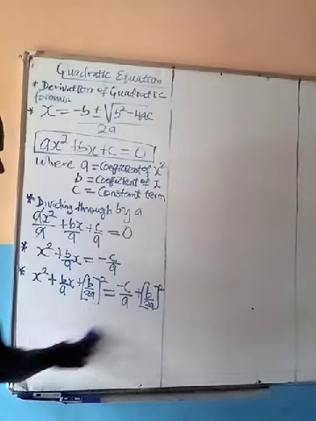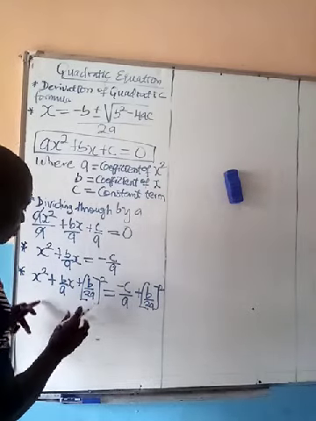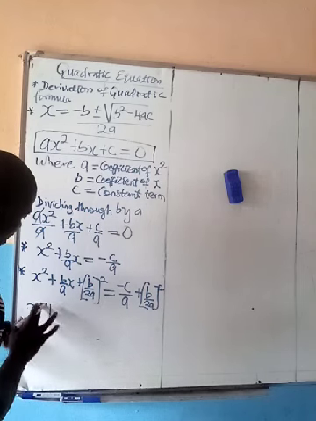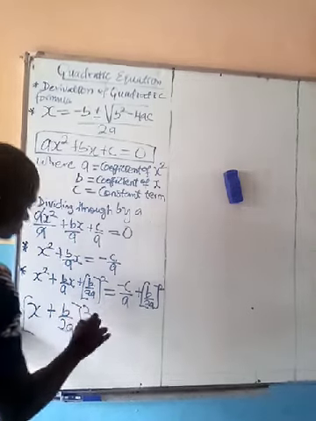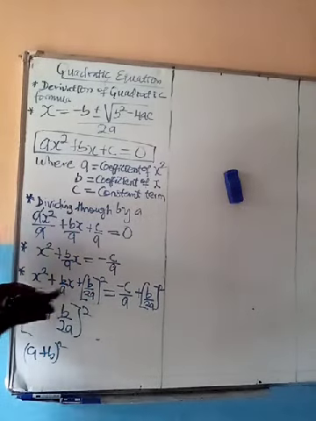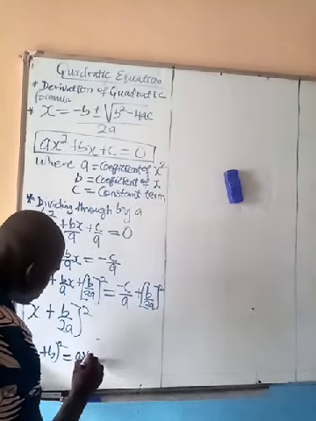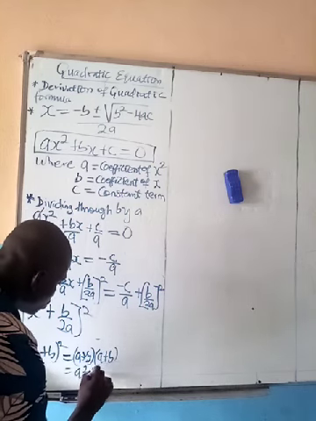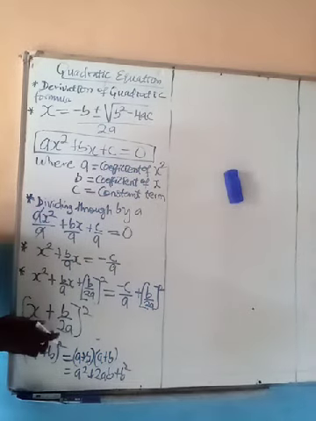Now, let's simplify the right hand side. Let's simplify this side. Now, bringing it to be in the form of perfect square, we have x plus b over 2a all squared, just as what I have told you earlier, a plus b squared. This is what you have considered. If you expand this, we're going to arrive at this. Like now, if you expand this one, you have a plus b bracket a plus b. We should be having a squared plus 2ab plus b squared. So this is a perfect square. And this one now is similar to this.